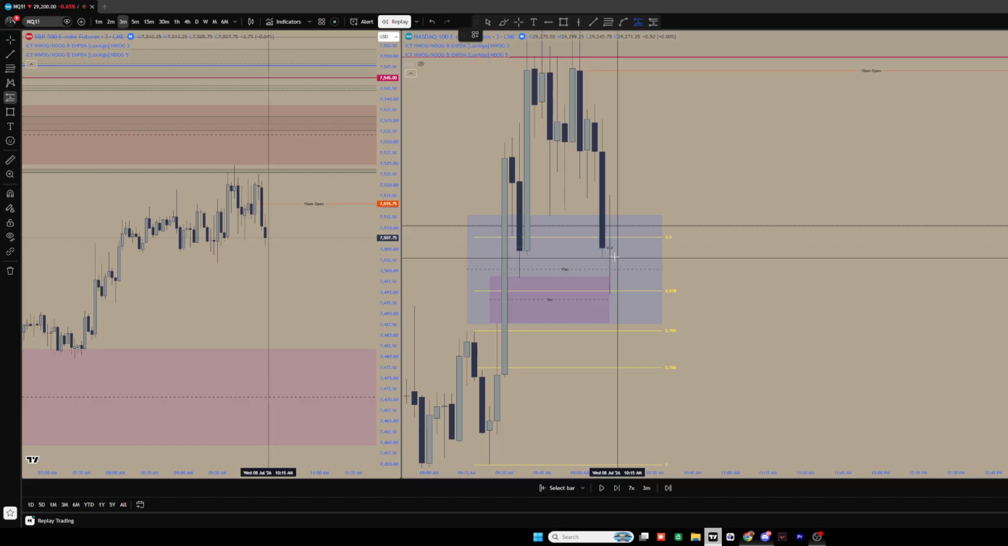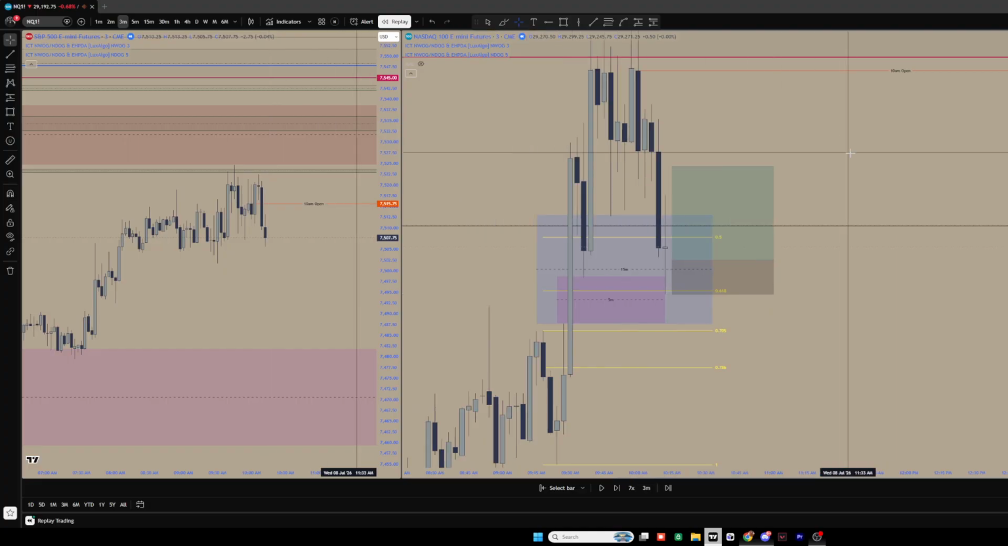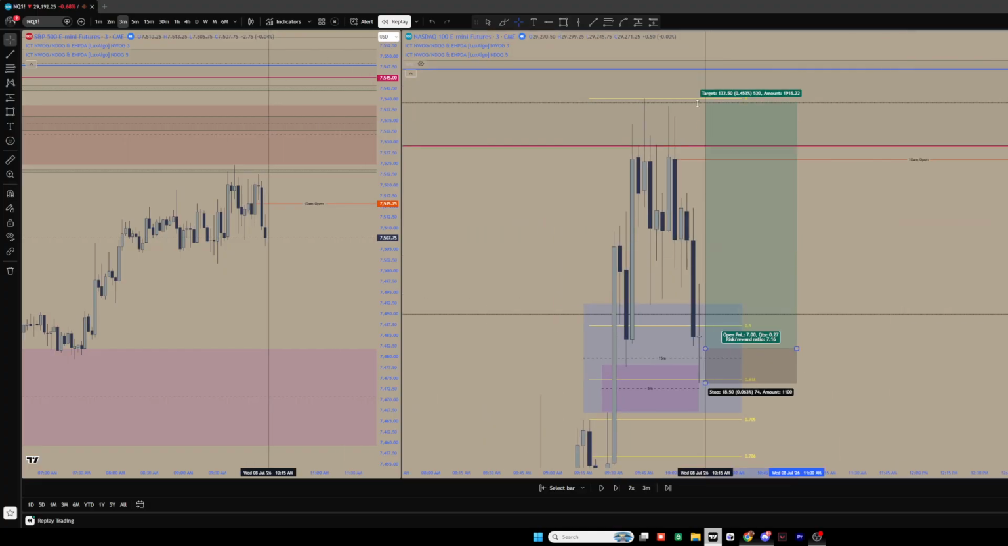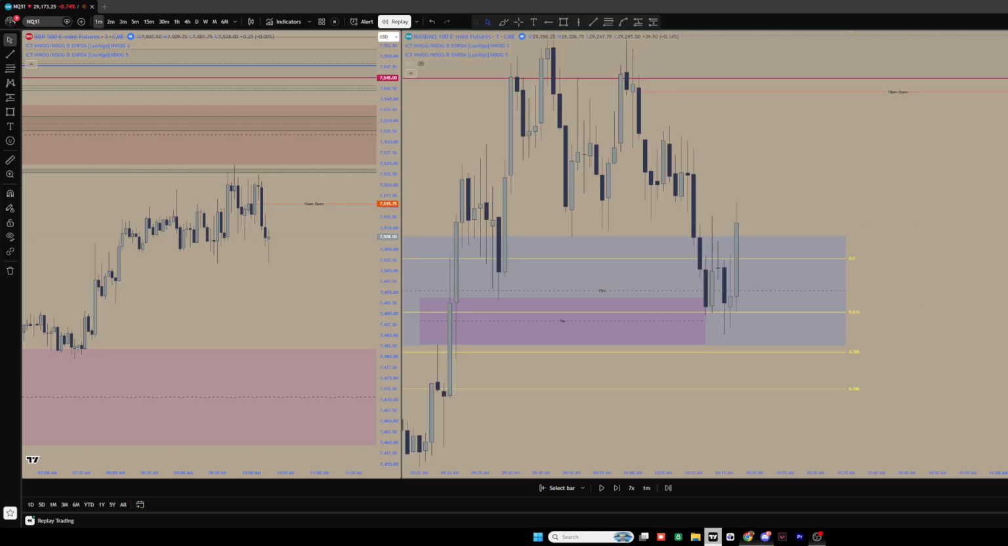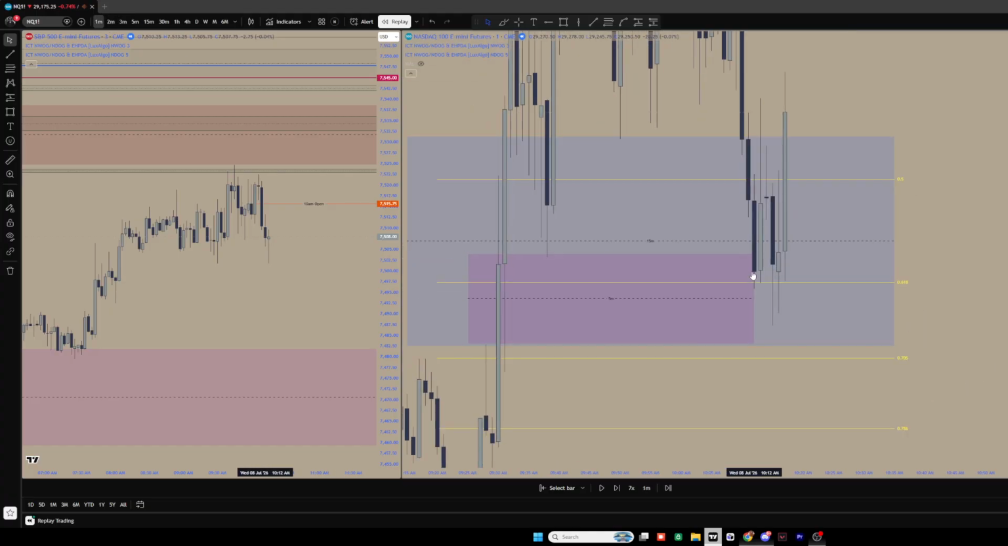So I put my entry about quarter of the way down. Stop here. And I wanted to see at least these highs. And this actually fails. So I think this was a valid trade. This 3-minute looked pretty good. If you look at the 1-minute, there's not really a 1-minute rejection block inside of this 3-minute, which makes it not as good.